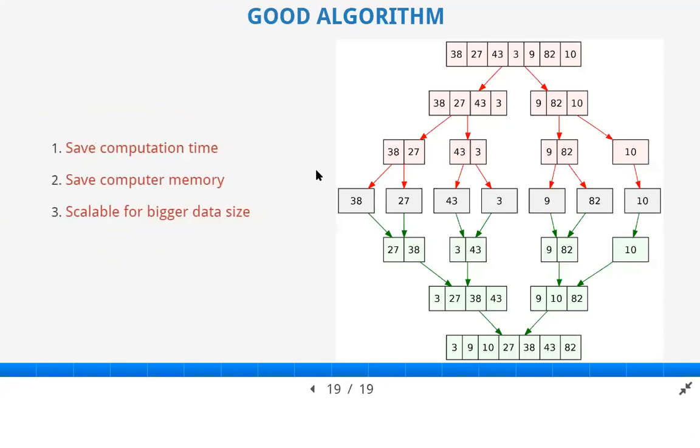Okay, so this is an example of a good algorithm. How to sort these numbers, the top list of numbers? We have here 1, 2, 3, 4, 5, 6, 7 cells with different numbers. So how to sort these numbers from the minimum to the maximum?